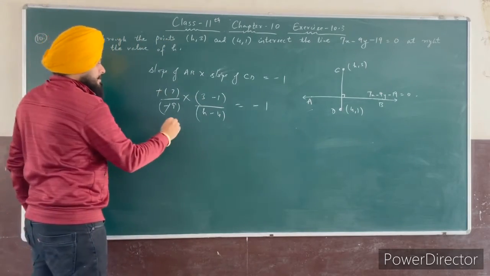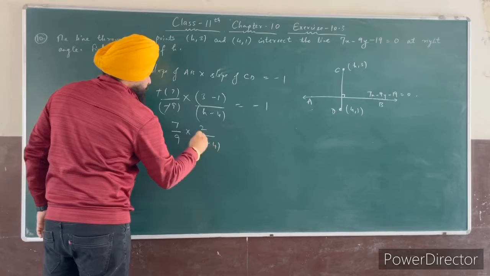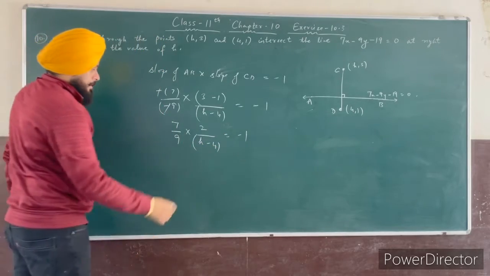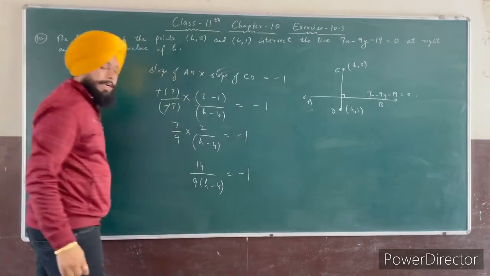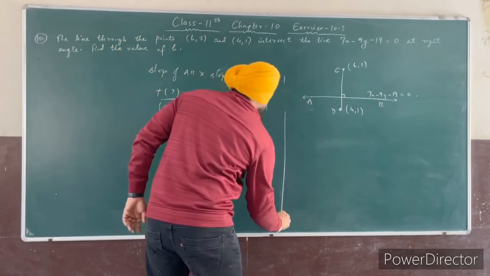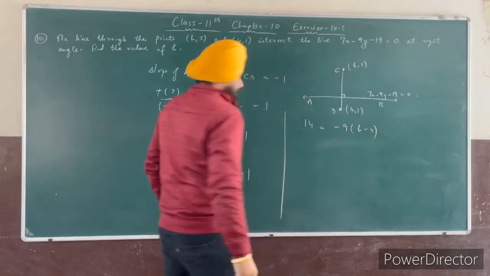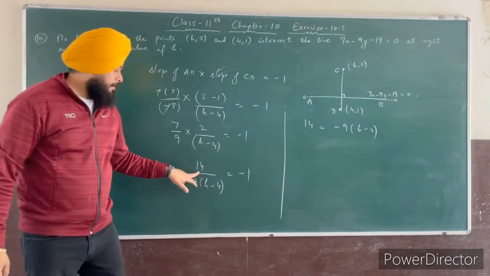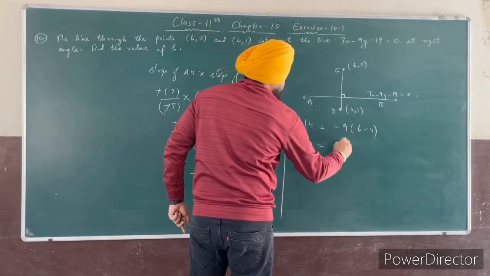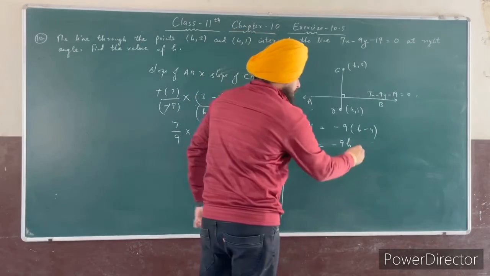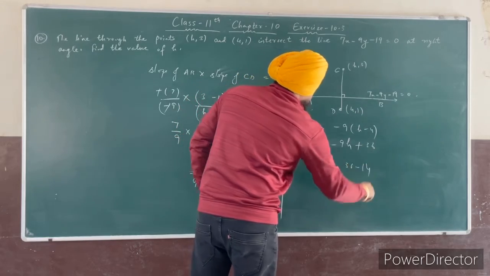So this minus minus cancel. 7 upon 9, 3 minus 1 is 2 upon h minus 4 is equal to minus 1. Now 7 2s are 14 upon 9 (h minus 4) is equal to minus 1. Solving this, 14 is equal to minus 9 multiplied by (h minus 4). You have to cross multiply this. 14 is equal to minus 1 into 9 (h minus 4). It is 14 is equal to minus 9 into h, minus 9h, minus minus plus, and 9 4s are 36. Or it is 9h is equal to 36 minus 14.